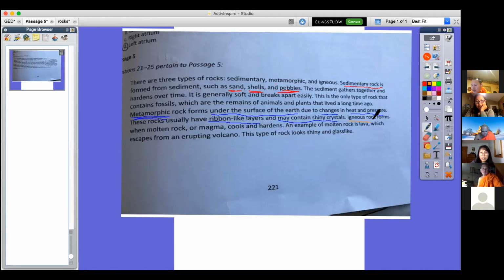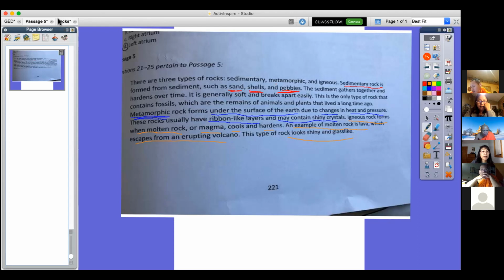Okay. So igneous rock forms when molten rock or magma cools and hardens. Now I don't know what molten rock means. Magma, the volcano. Oh, right there. Example, lava which escaped from an erupting volcano. Okay. So this rock looks shiny and glass-like.